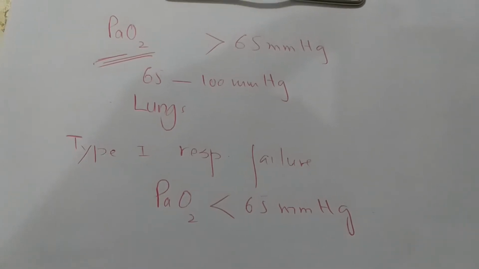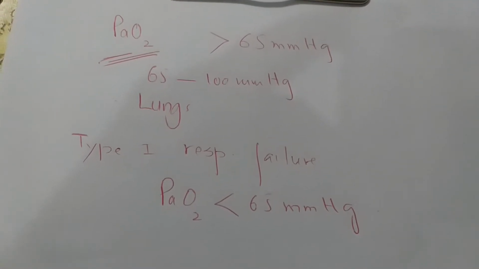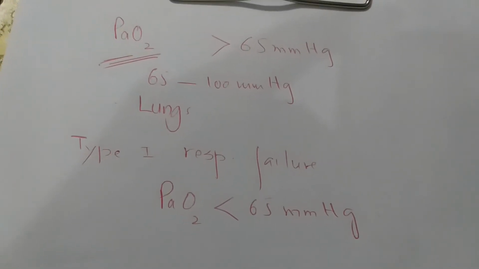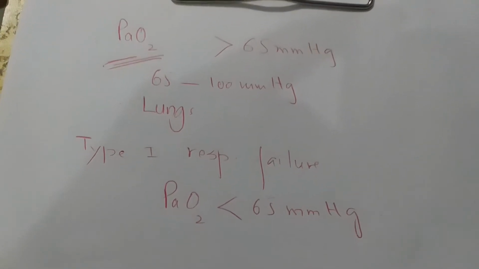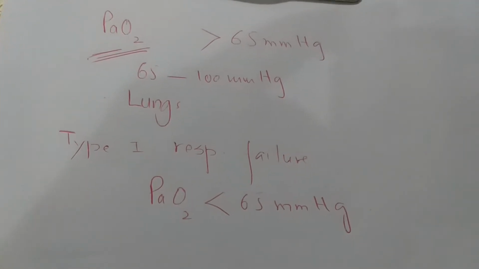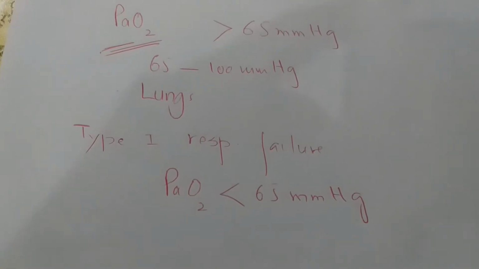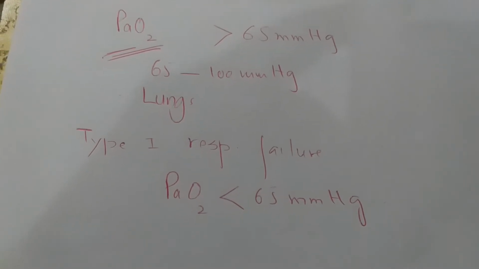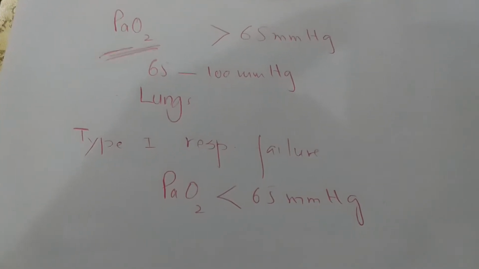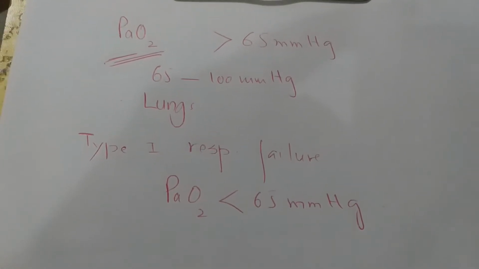If partial pressure of arterial oxygen is less than 65 millimeter of mercury, then it is known as type 1 respiratory failure, which happens in cases of pneumonia, ARDS, heart failures. What is type 2 respiratory failure? When the partial pressure of arterial carbon dioxide is more than 60 or 55 or 65 millimeter of mercury.